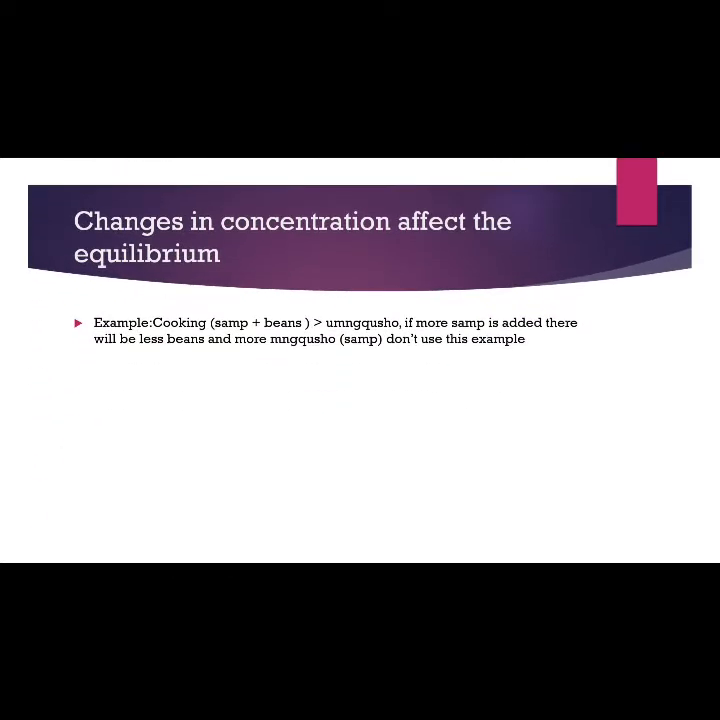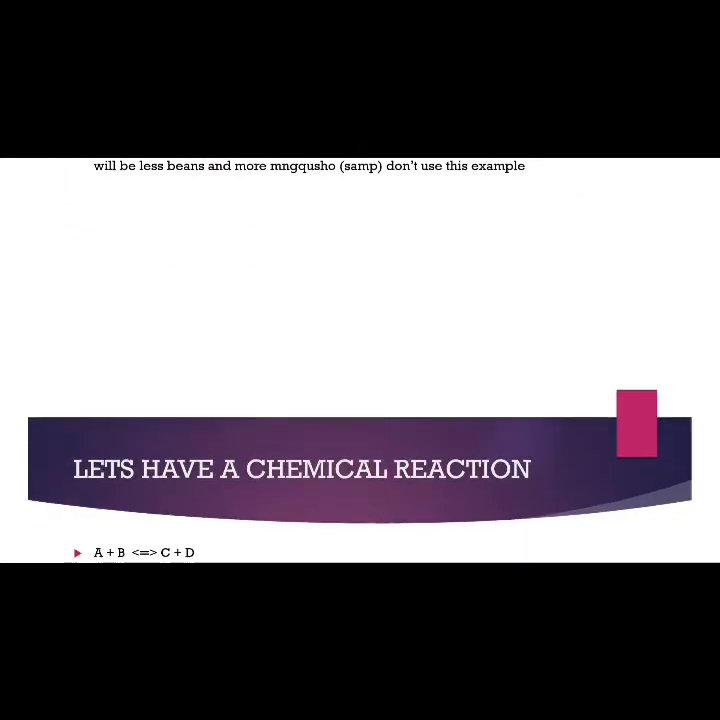Now we have to consider how changes in concentration affect the equilibrium. Let me give you an example that you are familiar with at home. Cooking samp plus beans is giving you umngqusho. If you add more samp, there will be less beans and more umngqusho. Don't use this example, it's just an example you are familiar with.